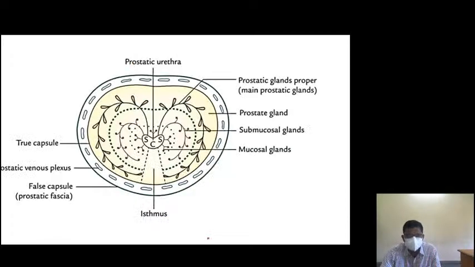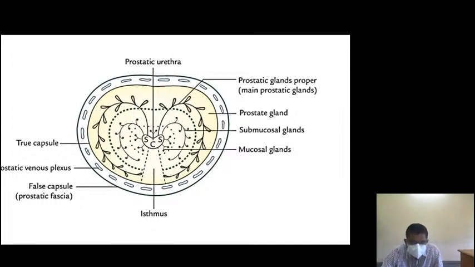Why is this important regarding the prostate gland? This is a transverse section of the prostate. You can see the central region, which is the prostatic urethra. Along with the prostatic urethra, you can see the main prostatic glands of the prostate gland proper, because, as I told you, this is the peripheral zone. The maximum number of glands and the large sized prostate glands are seen in the peripheral zone. You can again see the submucosal glands and also the mucosal glands which are inside.